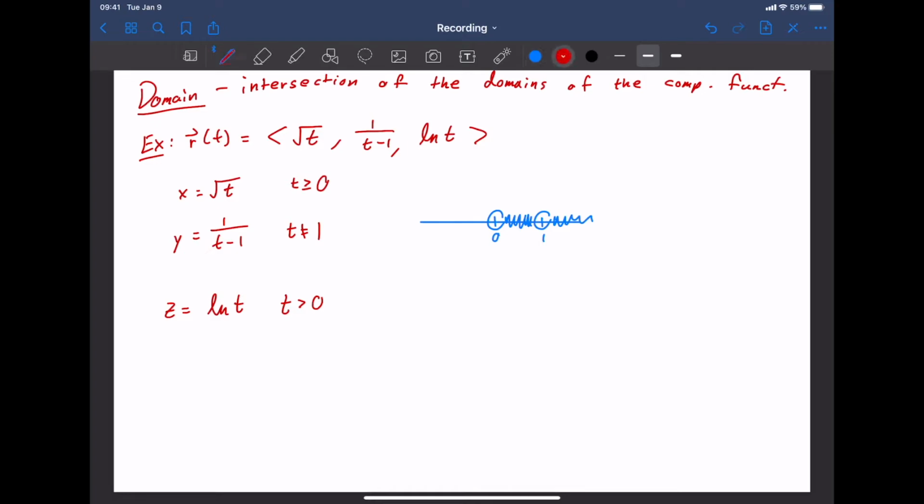And so if I try to describe the domain of r, there's a couple ways to describe it. In interval notation, it would be 0 to 1, not including 1, and 1 comma infinity, again, not including 1. You could also say t greater than 0, t not equal 1, if you were using inequality notation. And that's really all there is to it. If you have trouble seeing the intersection of these domains, where they're all okay, the number line might help you.